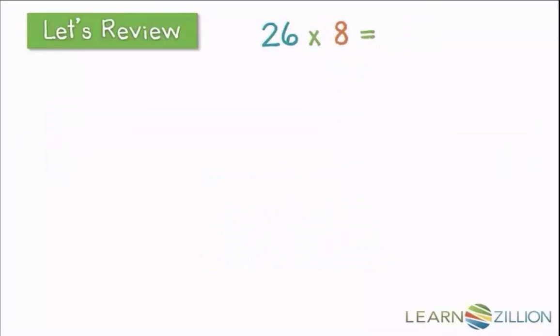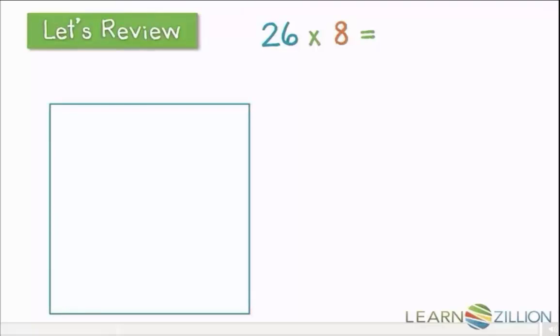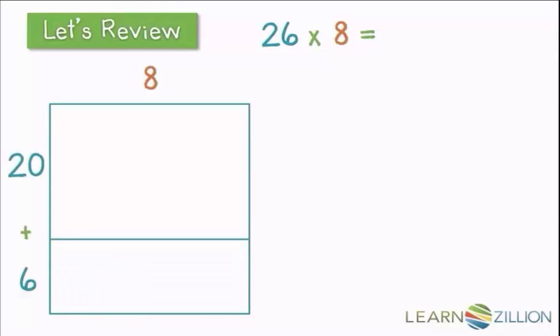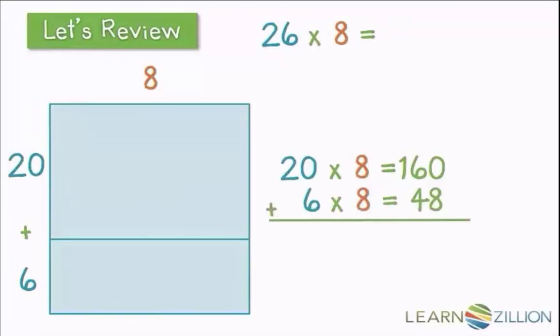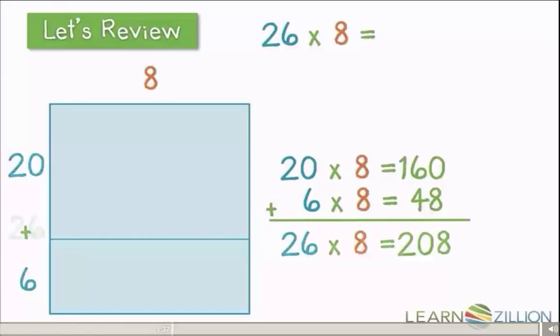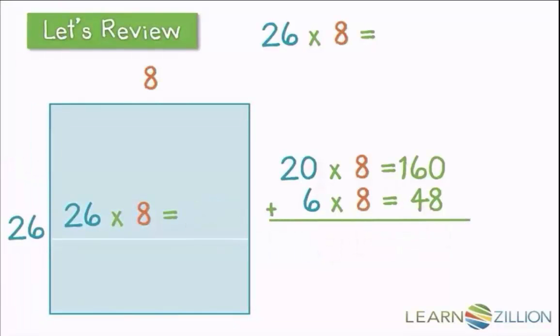Let's look at it another way. This says we're finding the total of 26 groups with 8 in each group. This time, instead of expanding the amount in each group, I'm expanding the amount of groups to 20 and 6. Now, it's the same process as before. 20 groups with 8 in each group totals 160. And 6 groups with 8 in each group totals 48. Same process, we put the two pieces back together to get a total of 26 groups with 8 in each group for a product of 208, which becomes our final product: 26 groups times 8 in each group, 208.